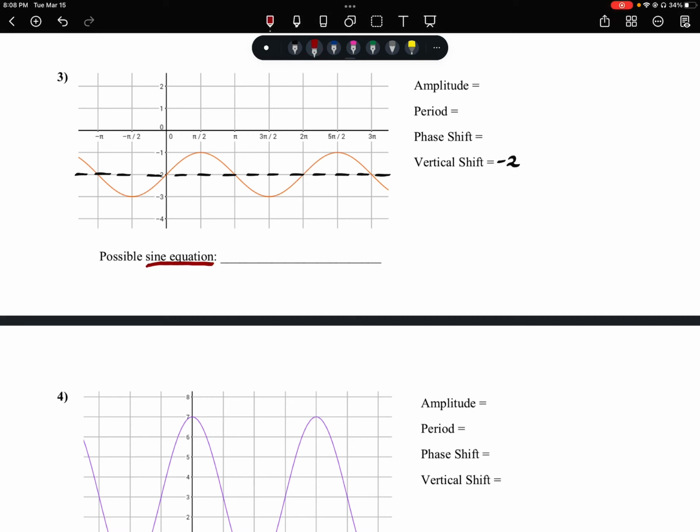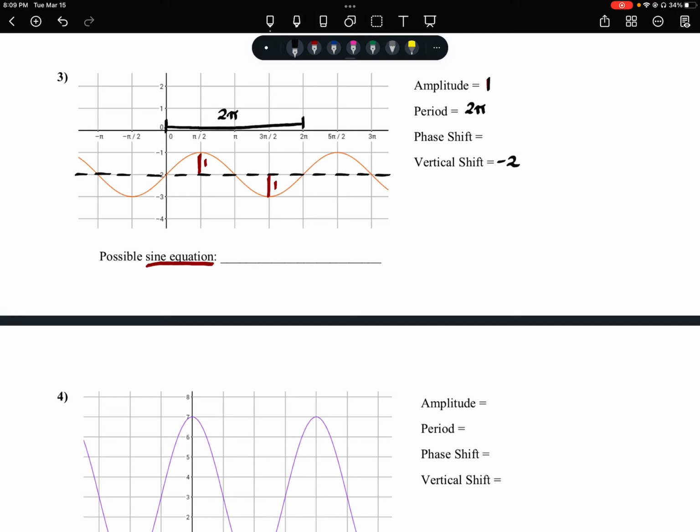If we measure from our midline up to our max or our midline down to our minimum, we can see that that's just 1 unit. So our amplitude is just 1. And then our period length, if we start at 0, this starts here and goes all the way to here before it repeats. So it looks like we have one that's just 2 pi. Those ones are probably going to be a little bit easier for us. It's when we have to find our period changes that might be a little more challenging. So we know our period is 2 pi.